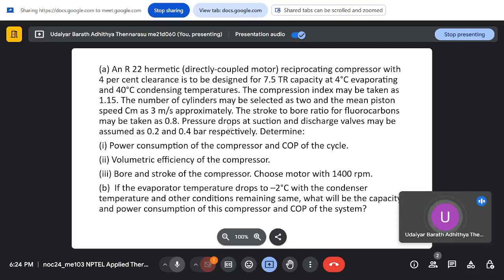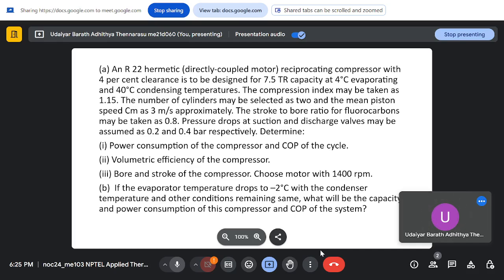2. Volumetric efficiency of the compressor. 3. Bore and stroke of the compressor. Choose motor with 1400 rpm. Also, if the evaporator temperature drops to -2 degrees Celsius with the condenser temperature and other conditions remaining the same, what will be the capacity and power consumption of this compressor and COP of the system?